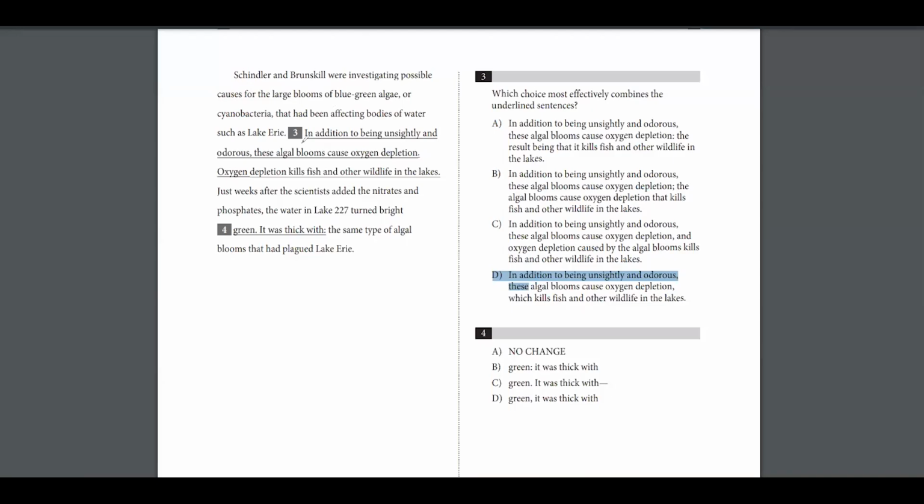Sorry about that. Yeah, so basically the idea for 3 is how do you say this most efficiently? And usually these are 2 sentences, and so you want to combine them. And if they're 2 independent clauses, then you might have to make one of them a dependent clause. So you do that with adding a comma.